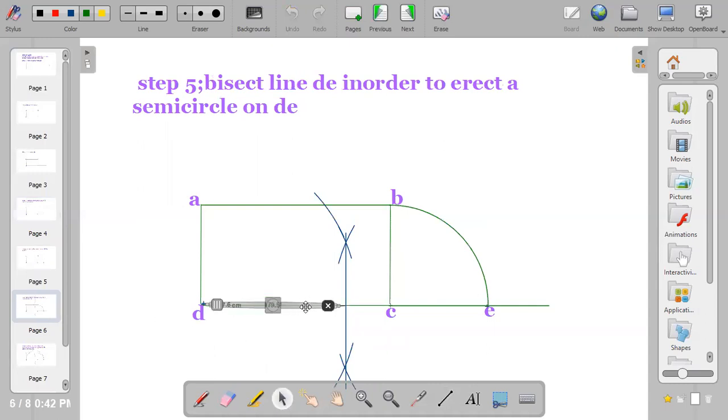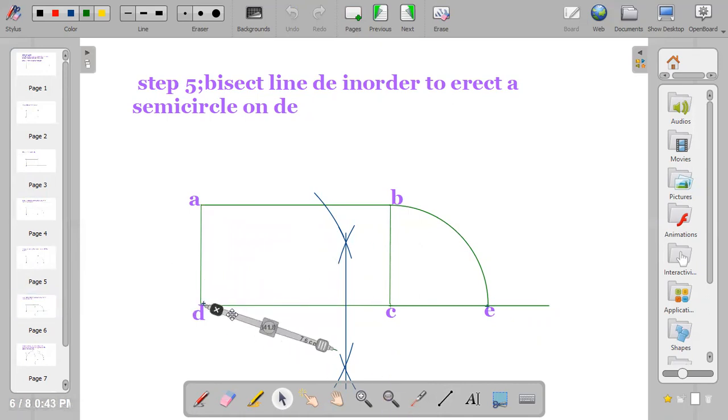The next thing is to bisect line DE. Remember, when you want to bisect a line, you pick a radius that is more than half of the line. So to bisect line DE, center at D, you strike an arc above and you also strike it below.